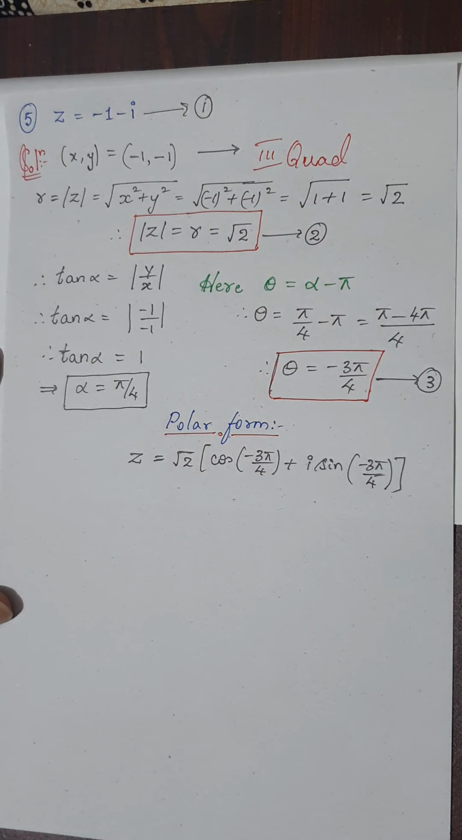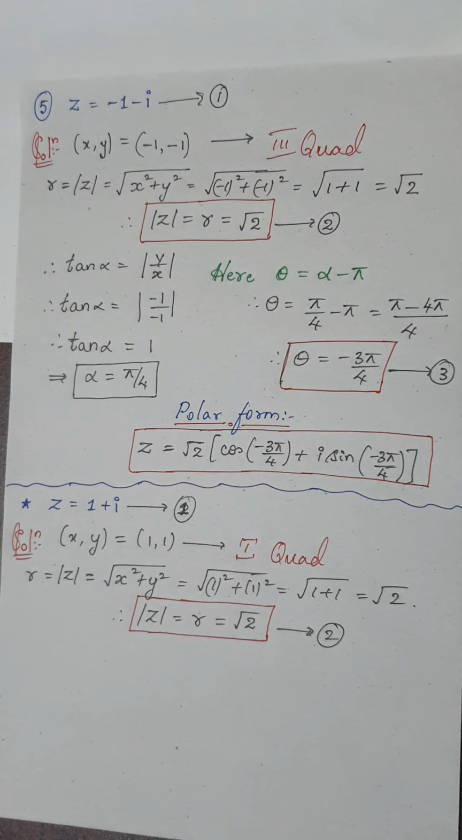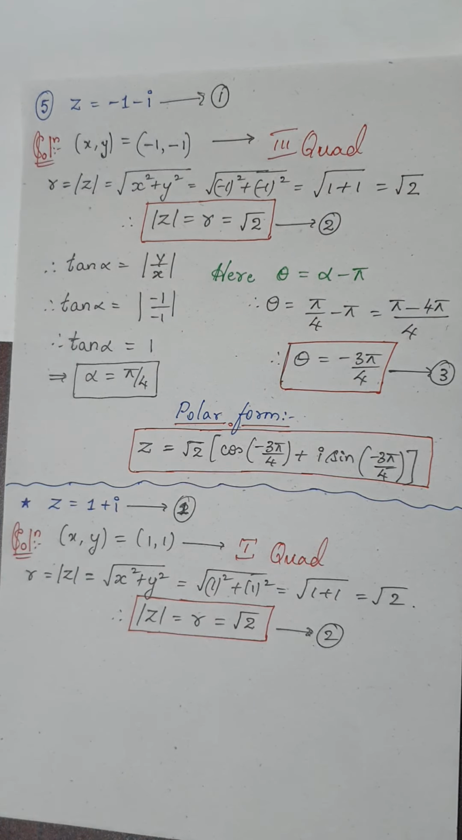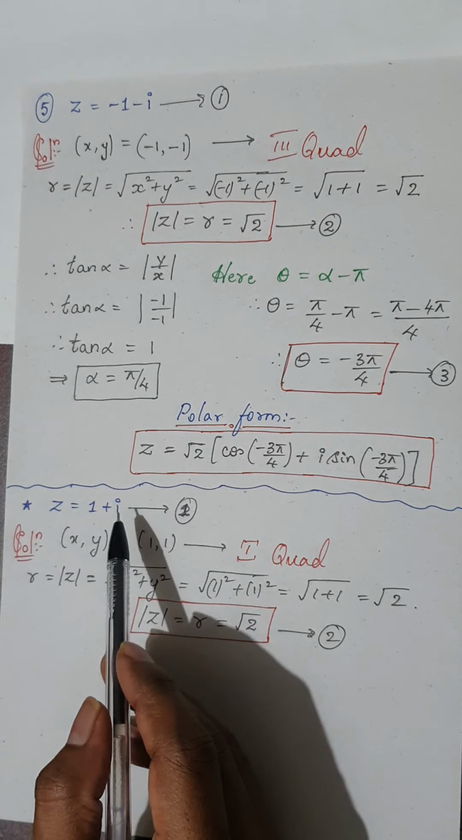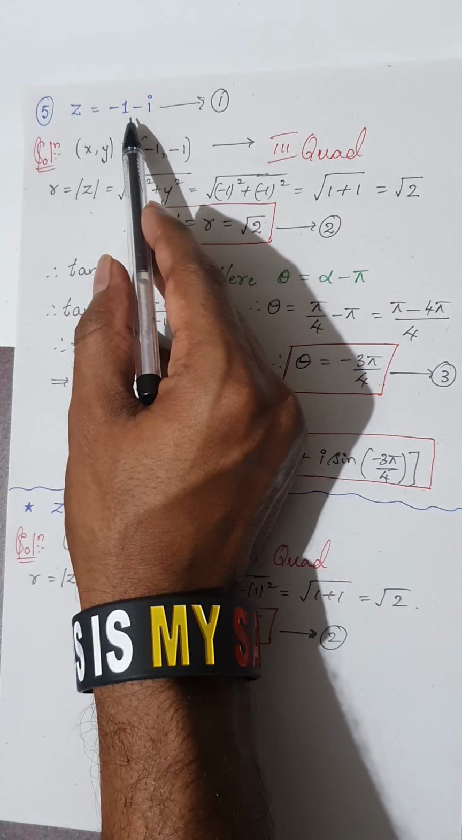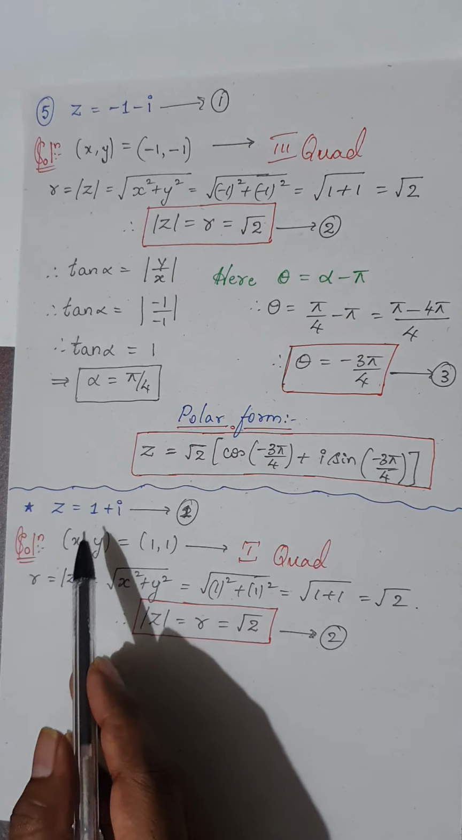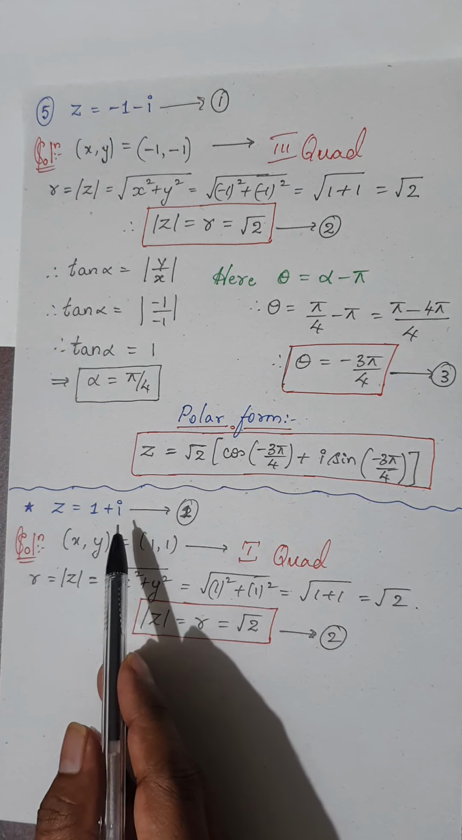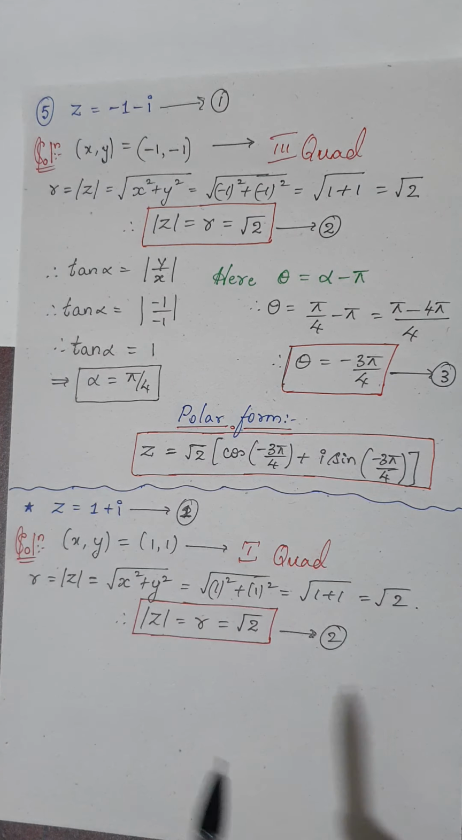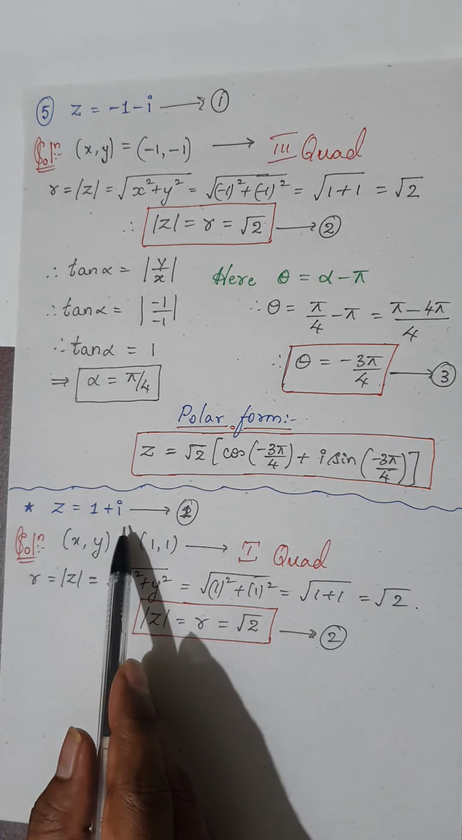Okay? Any confusions or doubts? Because we are just following the same procedure from question number 1. Okay? Fine. There is one more special question similar to this one. So we have done all three numbers in the three quadrants. Let us take the same complex number in the first quadrant, which is similar to the previous three ones. So z is equal to 1 plus i.